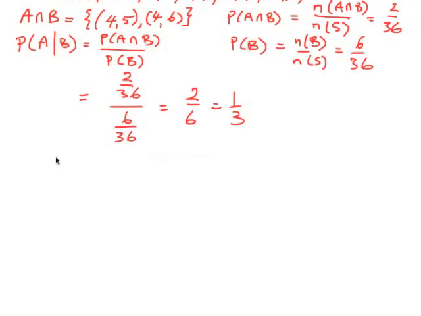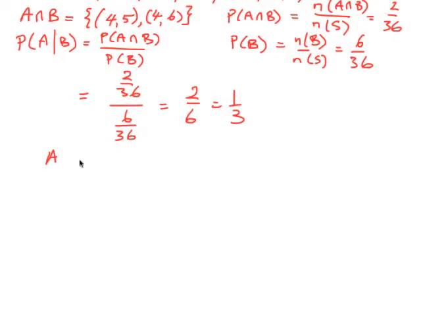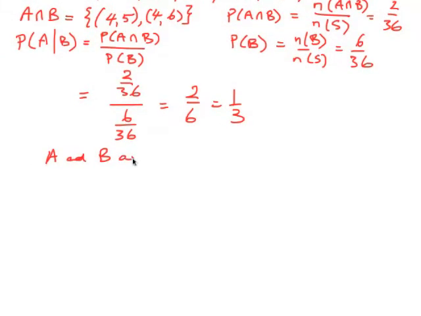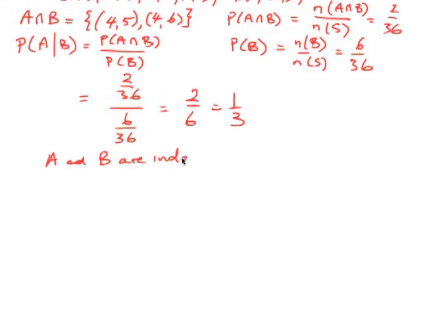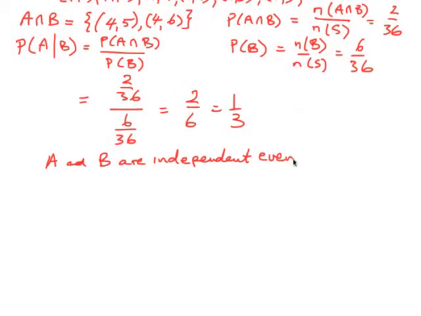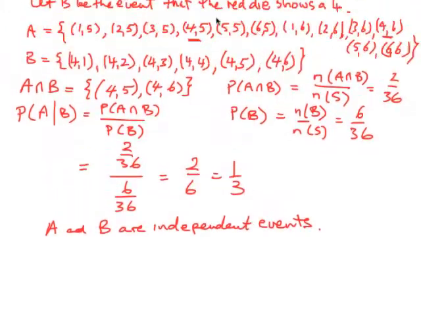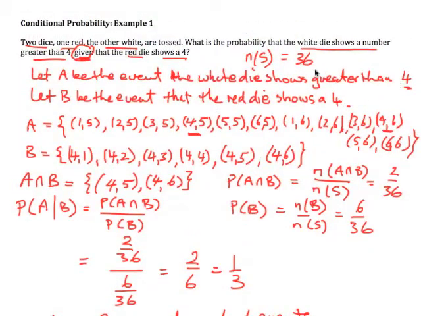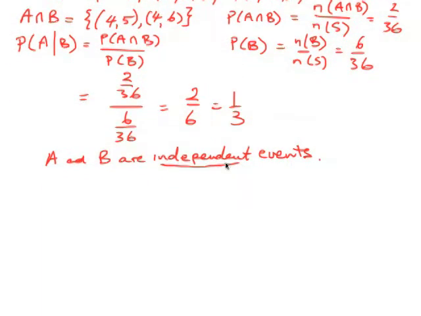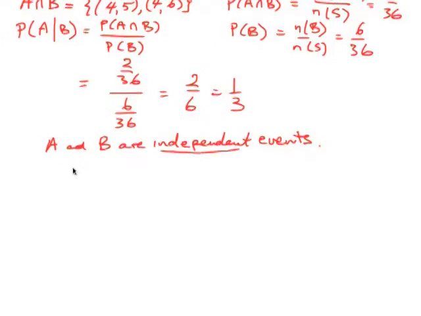And the reason for that is we see that events A and B are what we call independent events. Right, it didn't matter that we had a 4 showing. We had the red die showing a 4, and that didn't really have any influence on the white die showing a number greater than 4. So therefore we call these independent events.